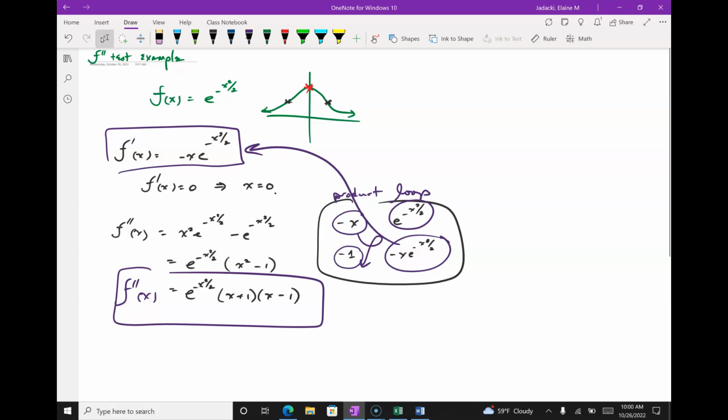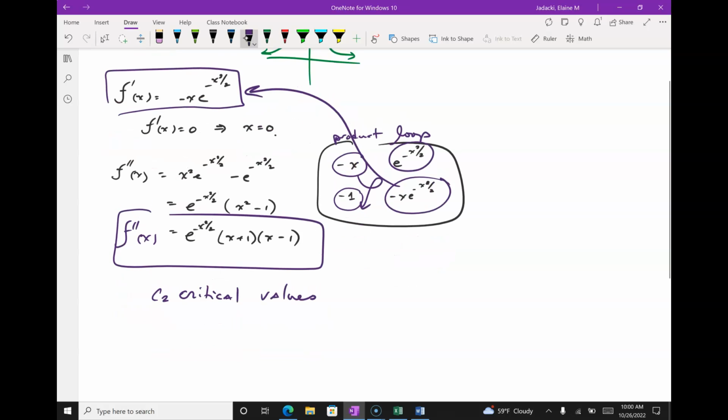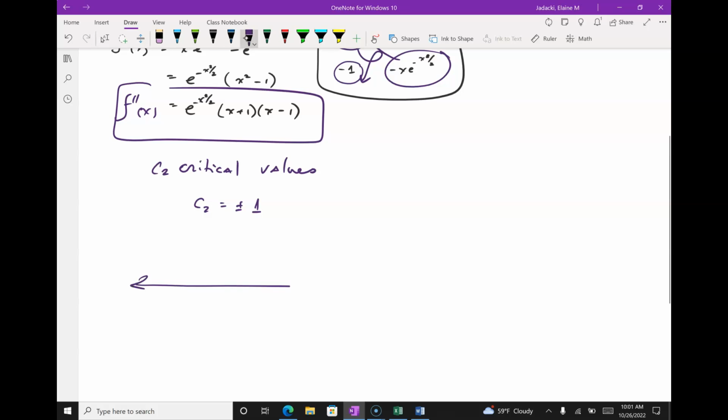So, what are my C2 values? Plus or minus one, right? So now my number line. I like to put my critical values downstairs, and I like to put my test values upstairs. And notice I'm going to use my C1 value of 0.